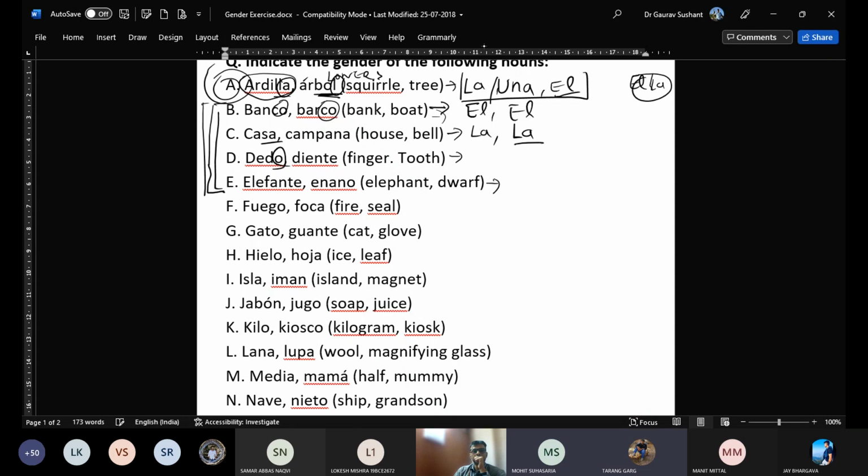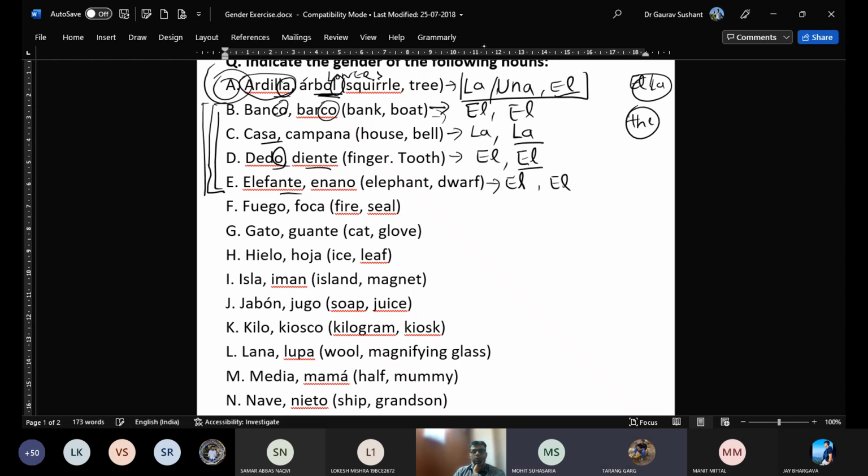Okay. So for the D, it's El Dedo. It's Dedo, not Dedo. It is the sound of the letter the of English, the word the. El Dedo. And then next one, it will be El Diente. Okay, A sound. So next one, for the E, it's Elefante, and for this one, El Enano.